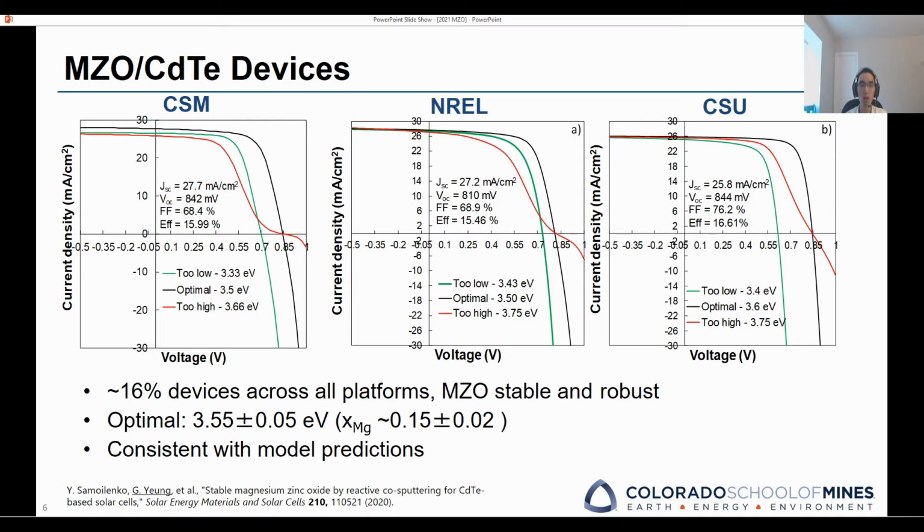In previous work, we have used MZO in CdTe devices, where we were able to achieve 16% efficiency across multiple platforms: at CSM, at NREL, and at CSU. This demonstrates that our reactive co-sputtered MZO is stable and robust. The optimal MZO bandgap in CdTe devices is 3.55 electron volts with a window of 0.1 electron volt. This is consistent with the model prediction that we have a small window of optimal conduction band offset.